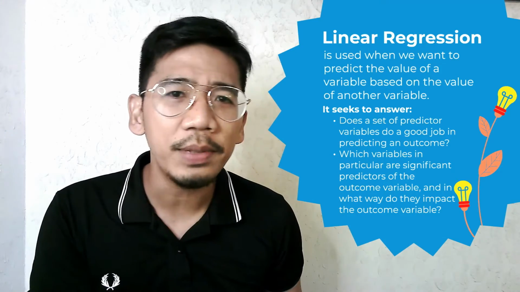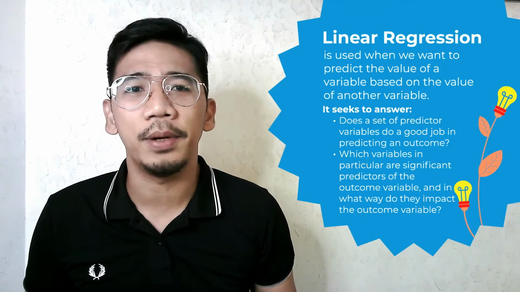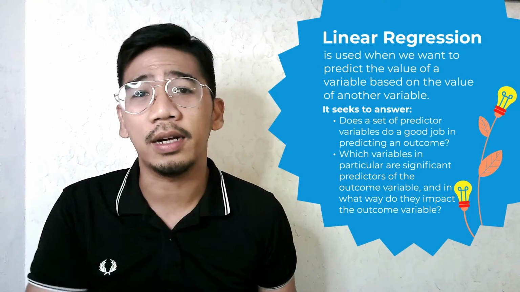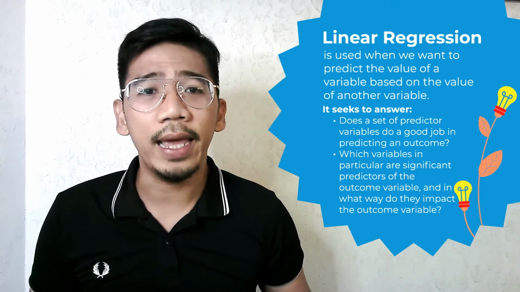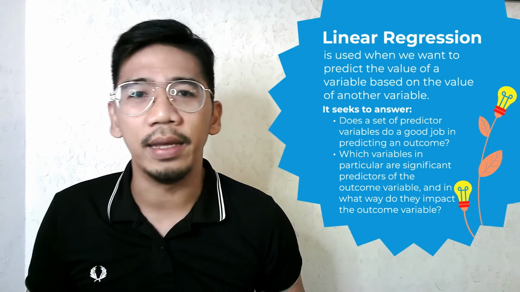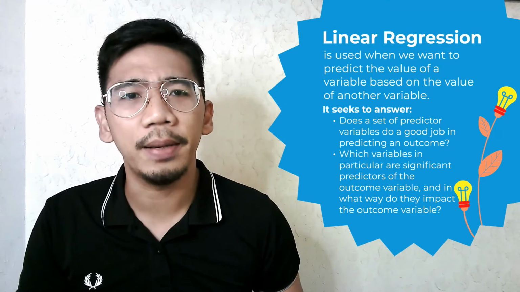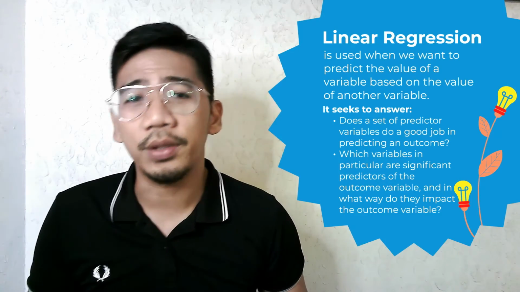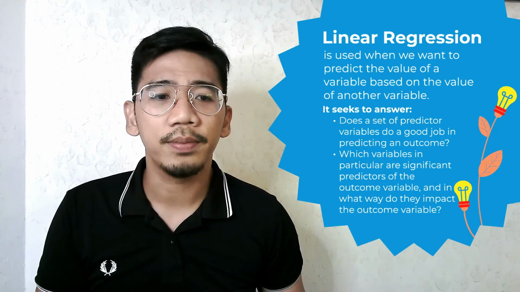Now, there are many names for regression's dependent variables. It may be called an outcome variable, a criterion variable, an endogenous variable, or regressand. Now, the independent variable or variables can be called exogenous variable, predictor variable, or regressor.